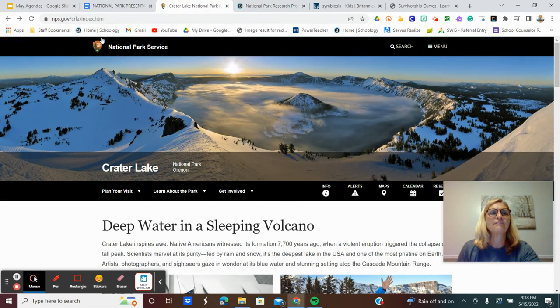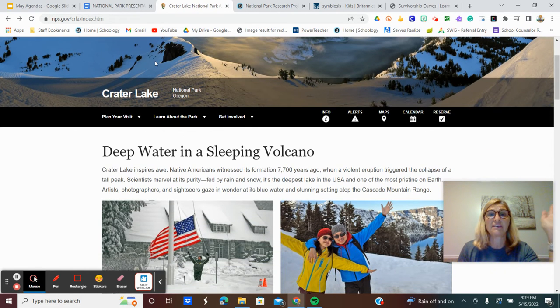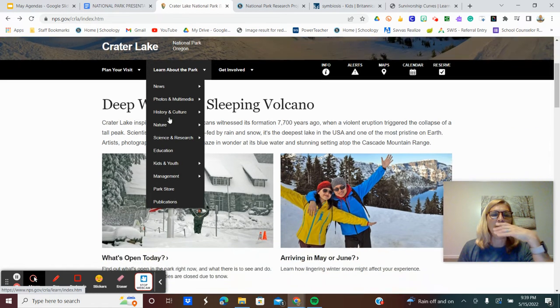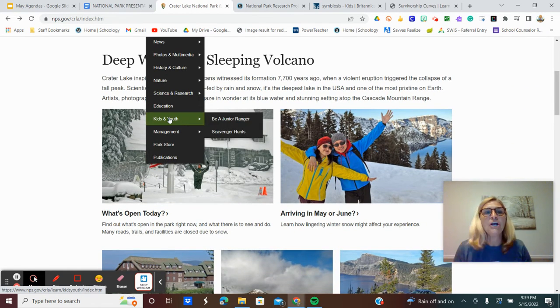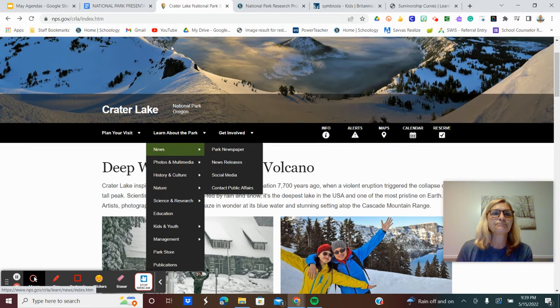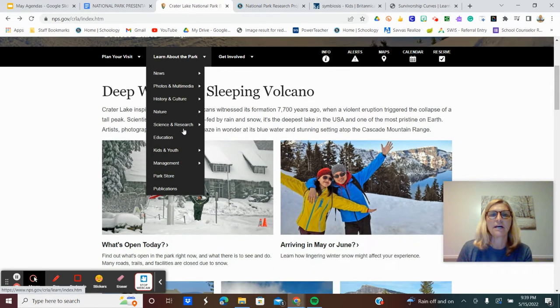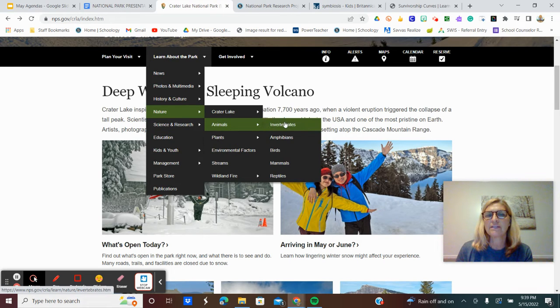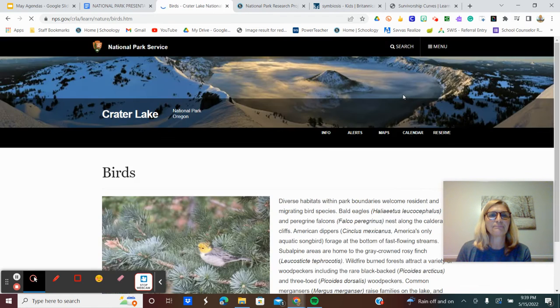I've gone to the nps.gov, nationalparkservice.gov website. This is fantastic. It's a great website. And if you go right here to learn about the park, there's lots of good stuff here. But if you go to nature, you can go right to the animals, and it'll tell you about the invertebrates that are at Crater Lake, the amphibians, the birds. You can learn about the mammals, the reptiles. So let's go take a look at the birds.